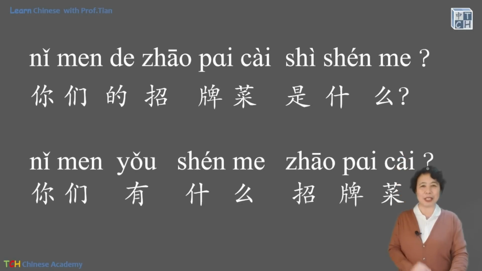So today we have learned two ways to ask about the 招牌菜, the signature dish. You can use the first one: your 招牌菜 is what? 你们的招牌菜是什么? Or you can use: you have what kind of signature dish? 你们有什么招牌菜? So next time, if you go to a Chinese restaurant, try to practice your Chinese by asking 你们的招牌菜是什么 or 你们有什么招牌菜?